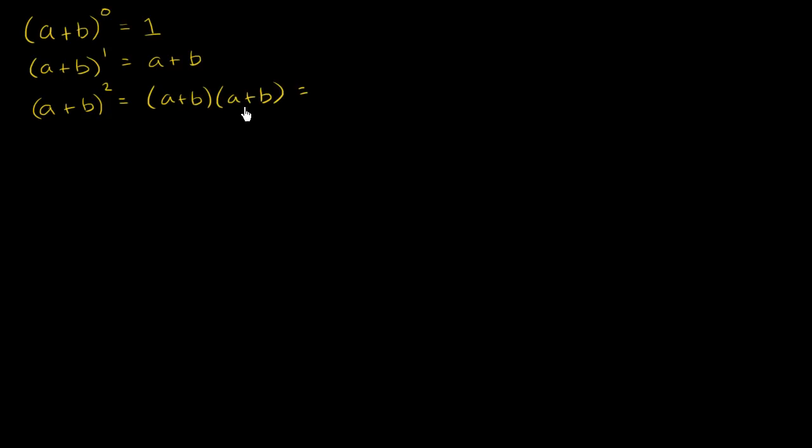And then if you do this, it'll be a times a, which is a squared, plus a times b, which is ab, plus b times a, which is another ab, plus b times b, which is b squared. You have two ab's here, so you could add them together. So it's equal to a squared plus 2ab plus b squared. Now things are going to get a little bit more interesting. What is a plus b to the third power going to be equal to?